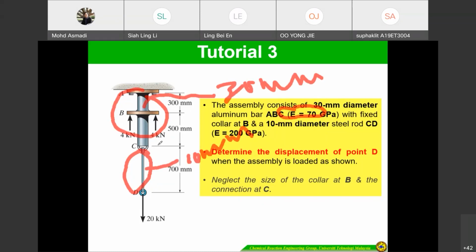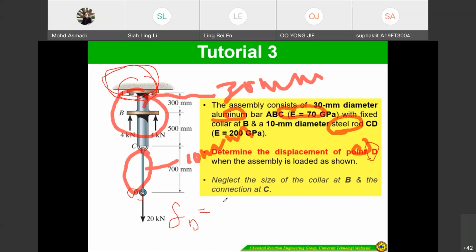What we have to do is determine the displacement of point D. Because of the different diameter and also different materials, this is aluminium number 1 and the other one is a steel rod. So the equation that you have to use is for delta D, the displacement at point D. Because this one is a fixed point. If there were no fixed point, D would reflect to A.